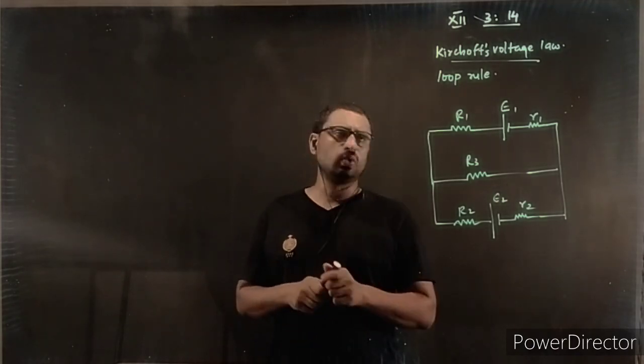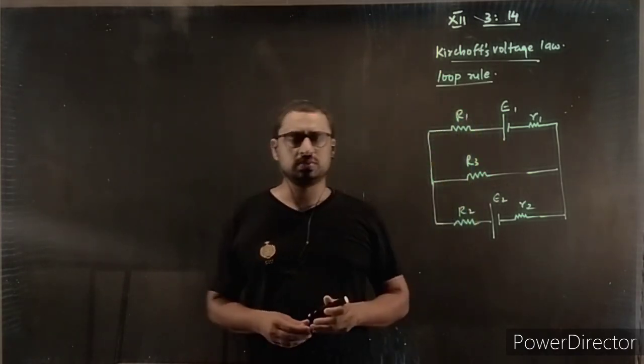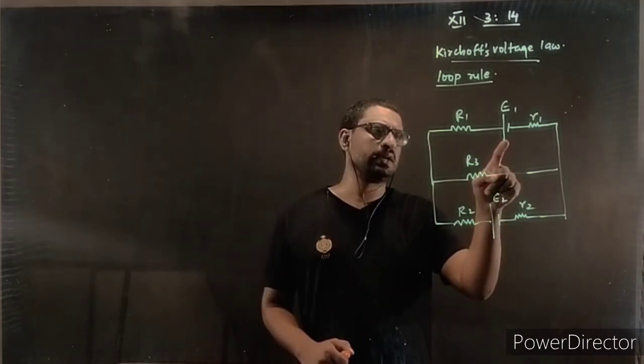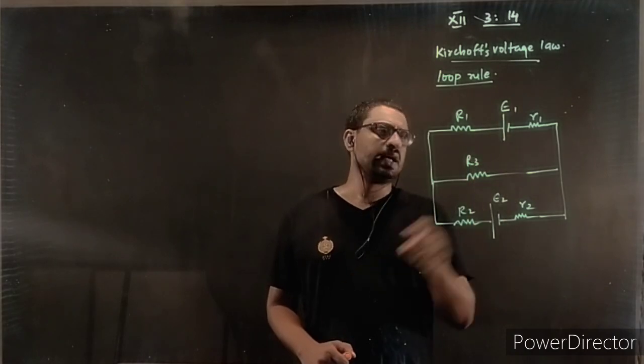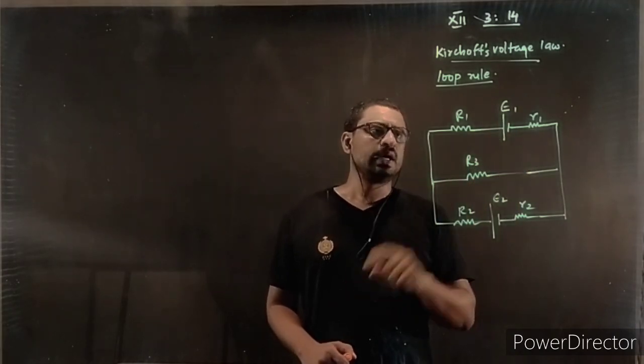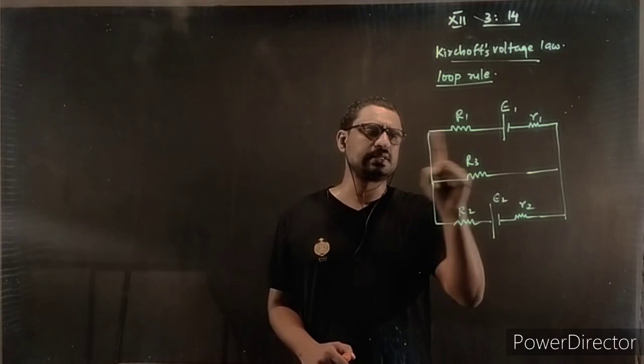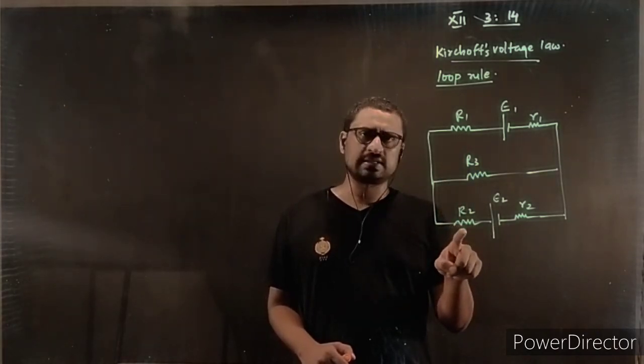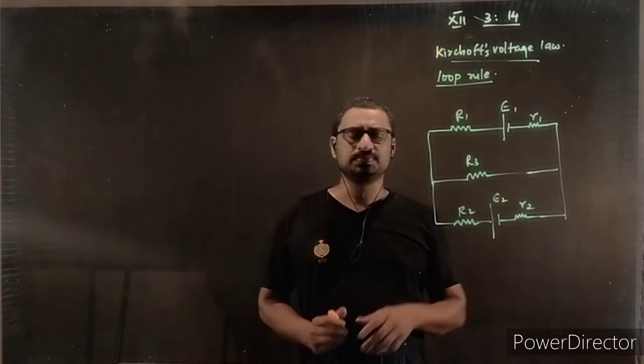It's otherwise known as a loop rule. Why is it called a loop rule? Say I draw a circuit. Here there is a cell of EMF E1 and internal resistance r1. This is an external resistance R1. Another cell of EMF E2, external resistance R2 and internal resistance r2.